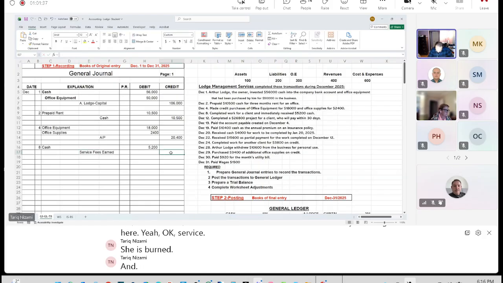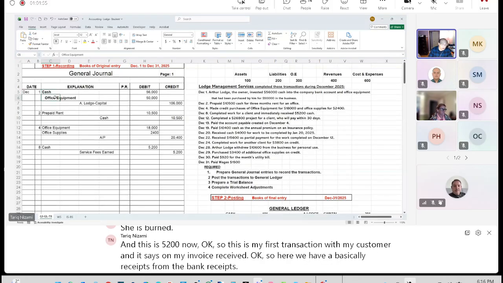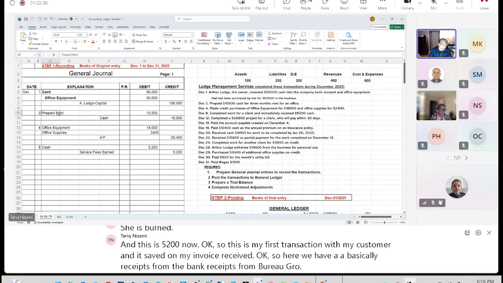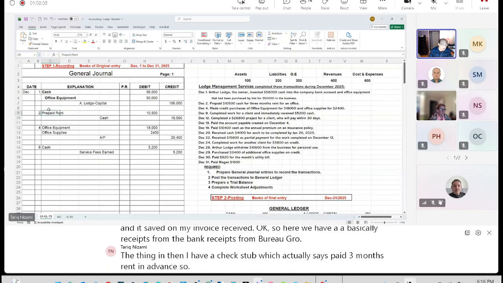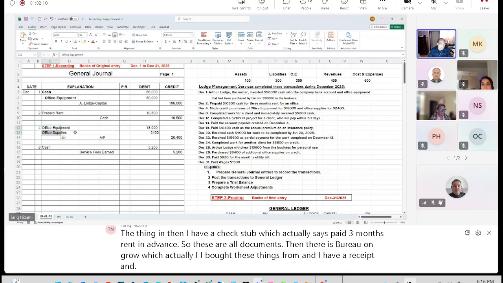And this is 5,200. Okay, so this is my first transaction with my customer, and it says on my invoice received. Here we have basically receipts from the bank, receipts from Bureau en Gros, and I brought this thing in. Then I have a check stub which actually says paid 3 months rent in advance. So these are all documents. Then there is Bureau en Gros, which I bought these things from, and I have a receipt. And they said because we deal with them or they know me, they said okay, you can pay us in 30 days.